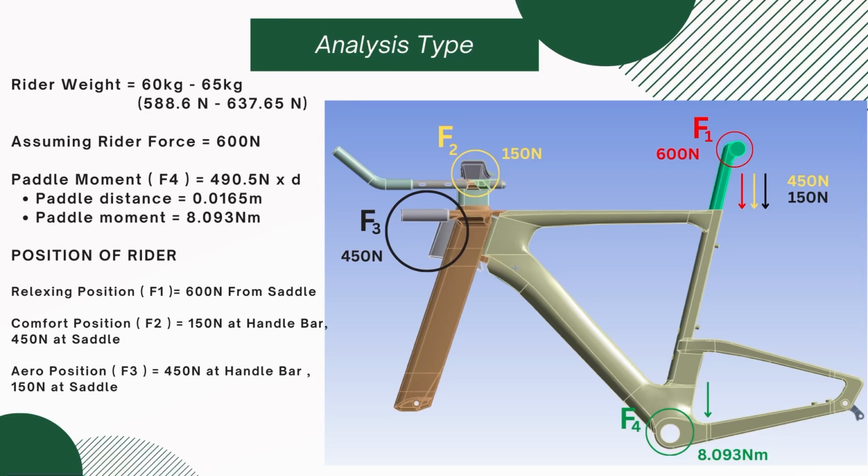So there will be three conditions. The first one is the relaxing condition, where there will be 600 Newton from the saddle. Then there is the aero position, which is 450 at the handlebar and 150 at the saddle.